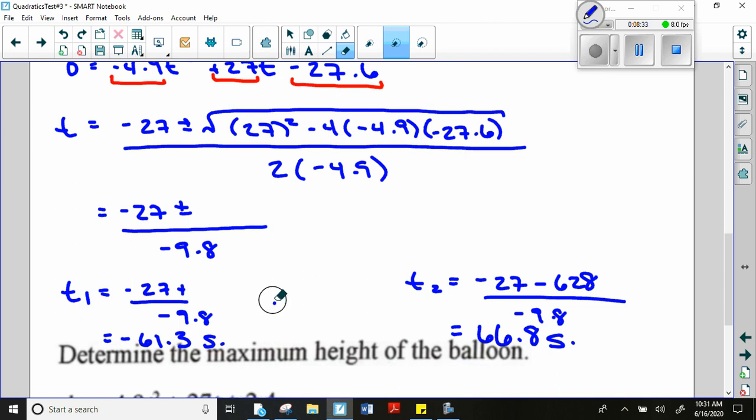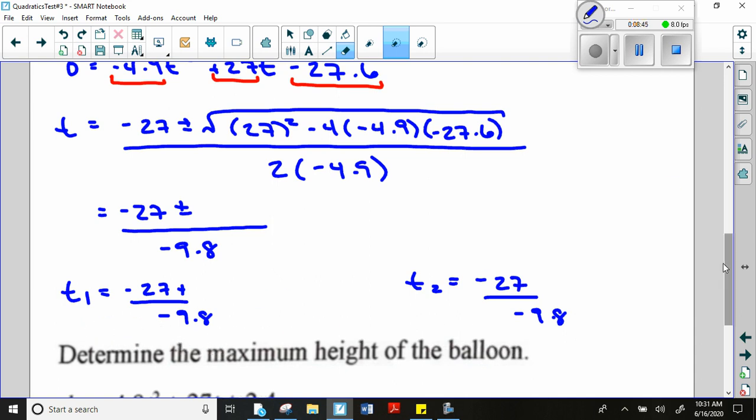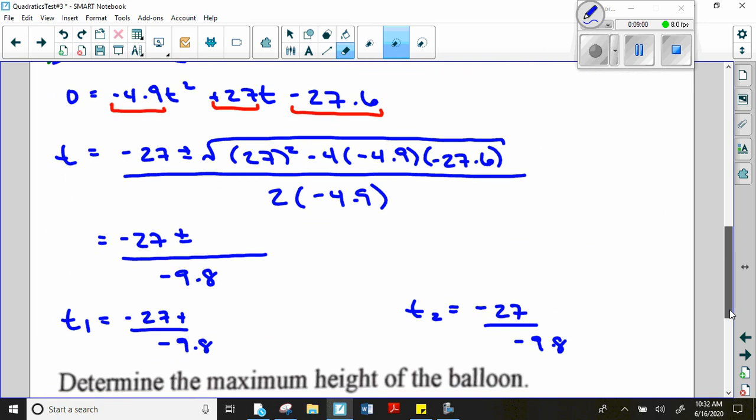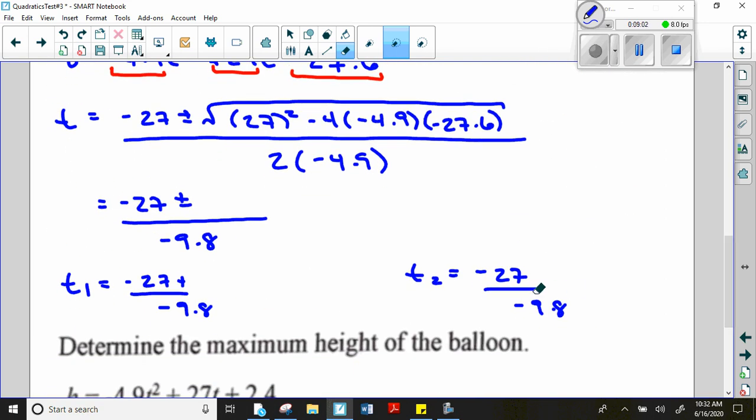So this is why you always check your teacher's math. The reason I knew that things were wrong was because based on my diagram, I knew that the y-intercept of the original is at 2.4, which is down here, and 30 is above that. So I knew that it had to hit twice, and both my numbers had to be positive. I had done something wrong because I was trying to show off my mad calculator skills, and I tried to do too many steps at once.